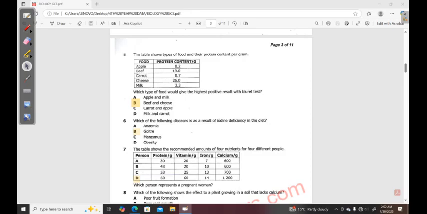For the biuret test, they're simply looking for the protein content within this particular type of food. When you look at beef, beef is full of protein, as well as cheese. Cheese is milk that has been modified in a certain way and made into cheese, and it's full of protein. Okay, we go to the next question.